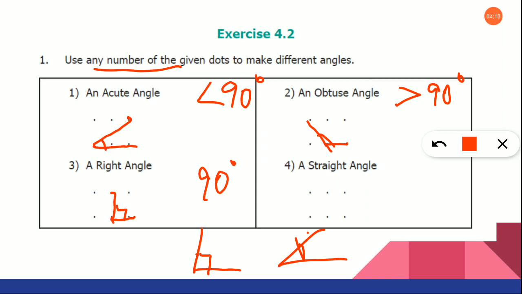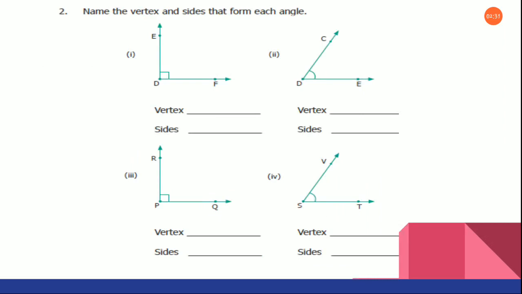Okay? And next, a straight angle. Just now I told you a straight angle is 180 degree. It is a straight line. So, this is a straight angle. Clear? Now, shall we move on to the next one?